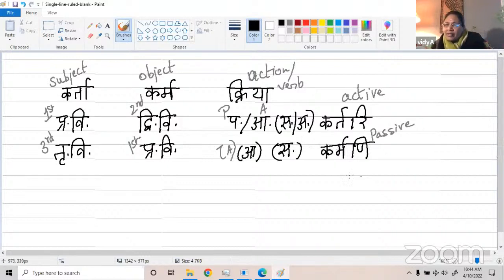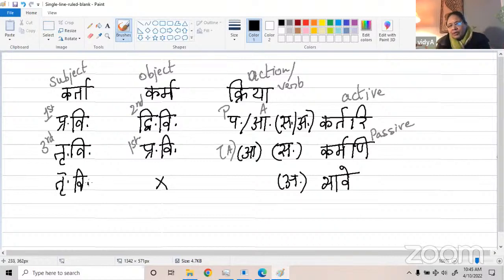So what about the akarmakaha? For that, we have what is called the bhave prayogaha. So for bhave prayogaha, you have the akarmakaha. In bhave prayogaha, there is no karma padam, and the karta will be in tritiya vibhaktihi. This form is the same, like Atmanepadi. These two have the same form. They don't have different forms. The way you derive the verb from the dhatu is the same between karmani prayogaha and bhave prayogaha.